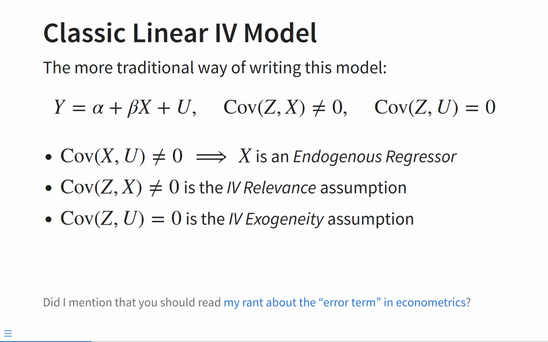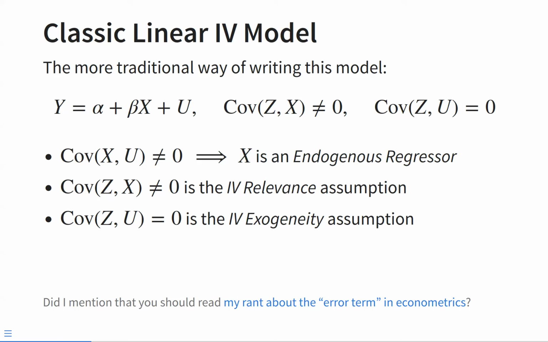But in the meantime, let me write this model in a slightly more traditional way. And did I mention that you should read my rant about the error term in econometrics? If you haven't done that already, you could always click on the link at the bottom of the slide. So the more traditional way of writing this model is as follows. Y equals alpha plus beta x plus u. Covariance between z and x is not 0. Covariance between z and u is 0. So here, x is correlated with u. So we're saying we think that, in fact, the expert reviews might be correlated with talent.